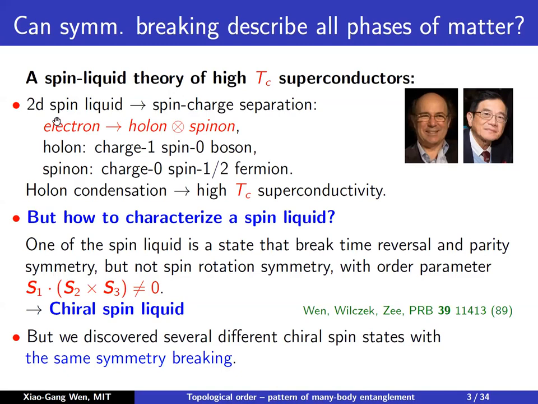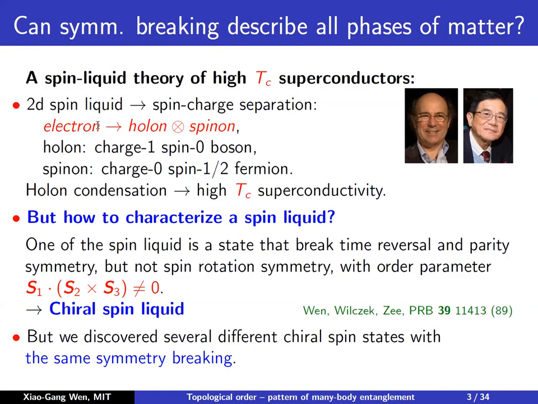The idea is that the spin liquid has a special property called spin-charge separation. Basically, the electron can become separated into two quasi-particles, the holon and the spinon. The holon is a charge one, spin zero boson, and the spinon is charge zero, spin one-half fermion. And if this spin-charge separation indeed happens, then the holon condensation, since it is a boson, can lead to superconductivity. And since the holon carries charge, this is a very novel mechanism to understand superconductivity. And so in the early 90s, the end of the 1980s, there was a lot of study of spin liquid states.